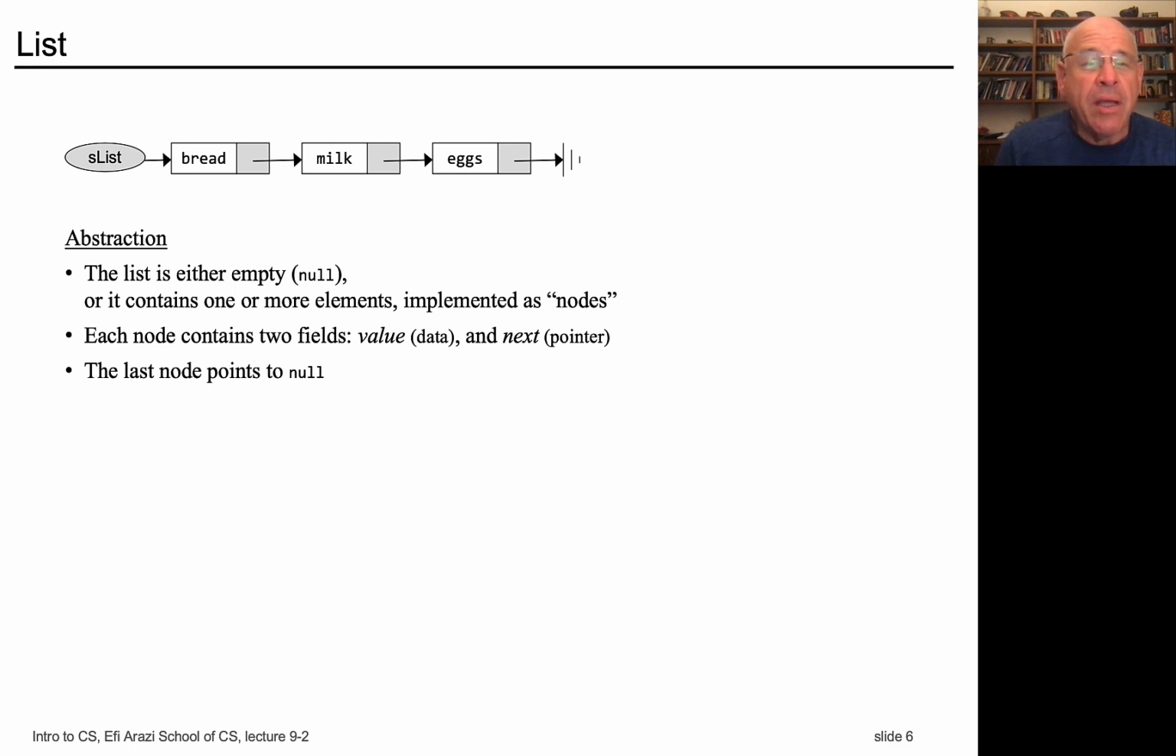And each node contains 2 fields: a value field, like bread, milk, eggs, and a next field, which is the name of the gray field, so to speak, which is a pointer. And the last node, as you see, points to null. This is this graphics that I did at the end of the list.